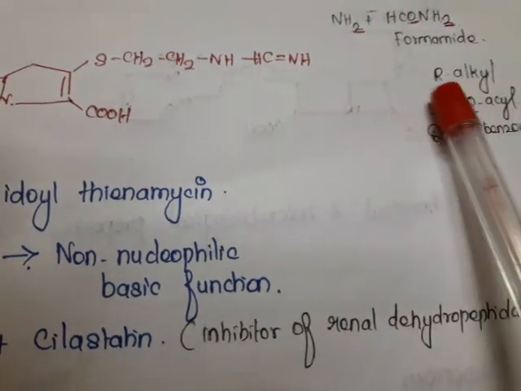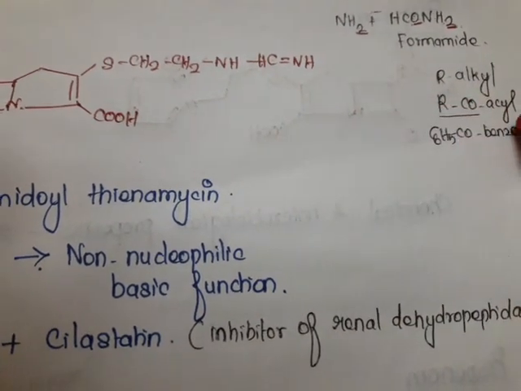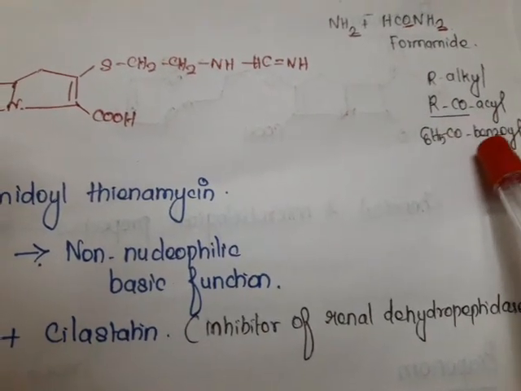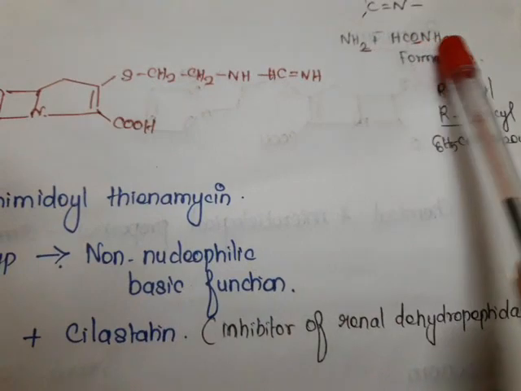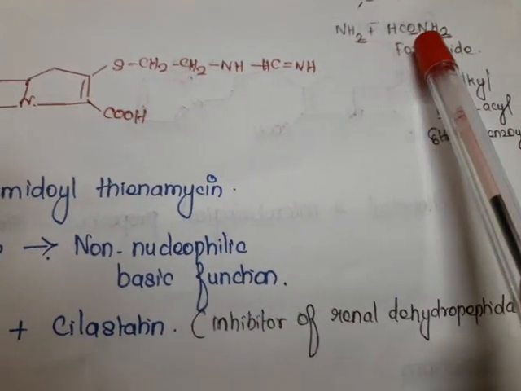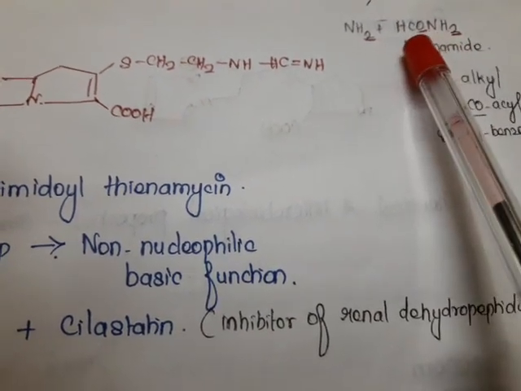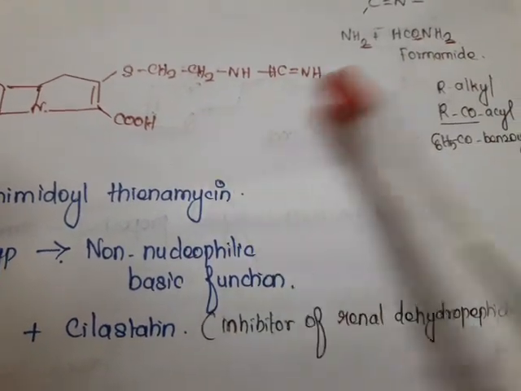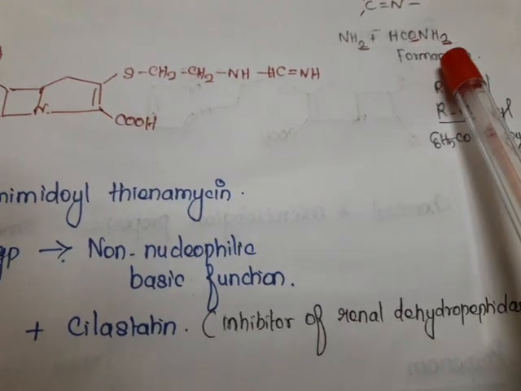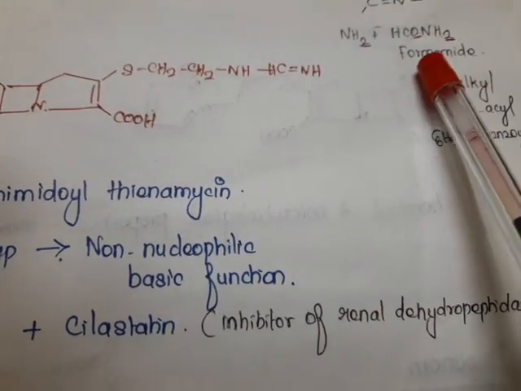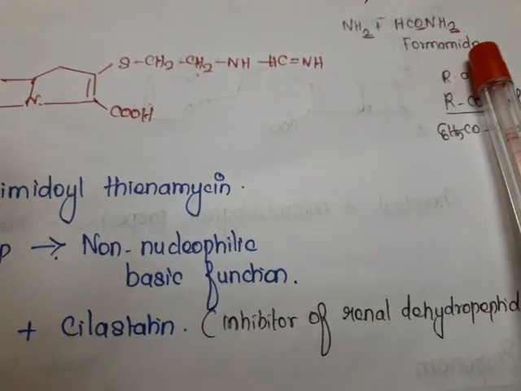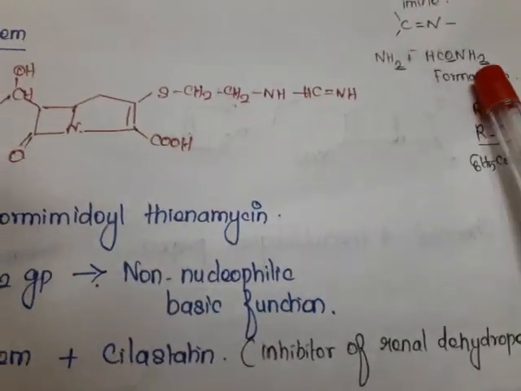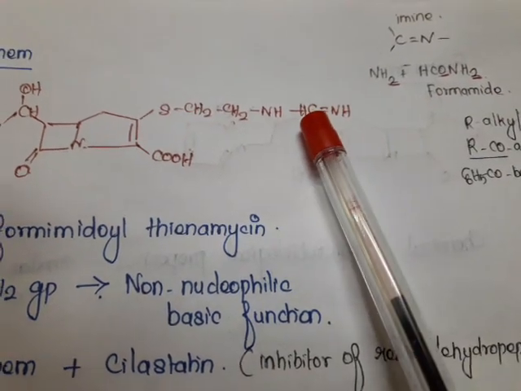Okay. Already we have known R is alkyl, RCO is acyl. So that should end with oyl, OYL. Acyl means that should end with OYL. HCO, the parent, that is formamide, that is having HCO. So that is also an acyl. So already we have known this is a thienamycin derivative, and by the addition of formamide only we are getting this one. That's why it should be called formamidoyl thienamycin. But it is in the form of CH double bond NH.